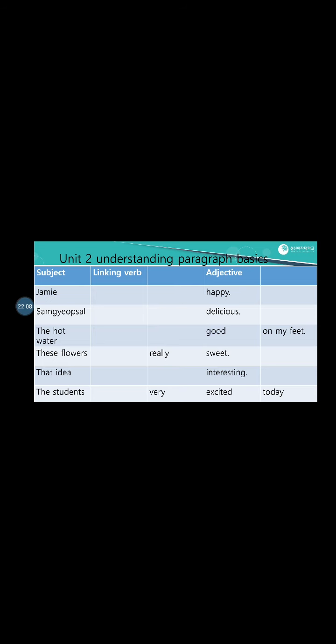So we have the subject, and there is a missing linking verb, and then we have the adjectives needed to complete a correct sentence. So Jamie, happy. Samgyeopsal, delicious. The hot water, good on my feet. These flowers, really sweet. That idea, interesting. The students, very excited today. So please complete this table, and do it now, please.